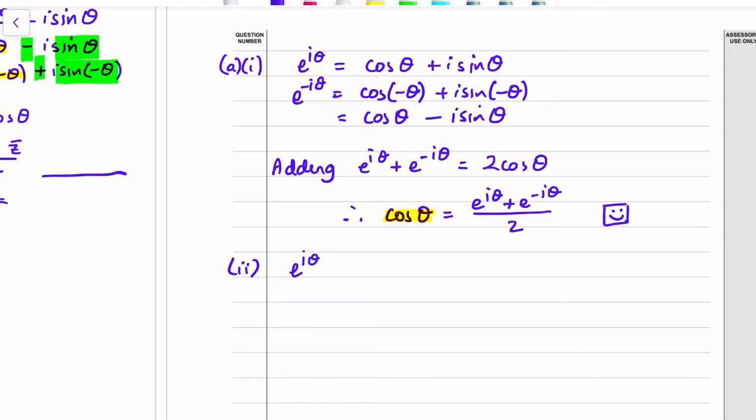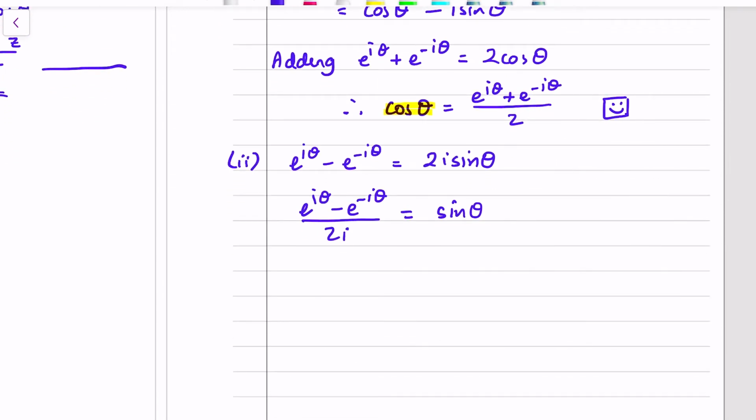and we minused e to the minus I theta, the cosines would disappear. We'd get I sine theta take away negative I sine theta. We get 2i sine theta. And if we divide by 2i, that's our similar expression for sine of theta. Okay, so then from that we can cube it. Left-hand side, sine cubed theta, which is this whole thing cubed.